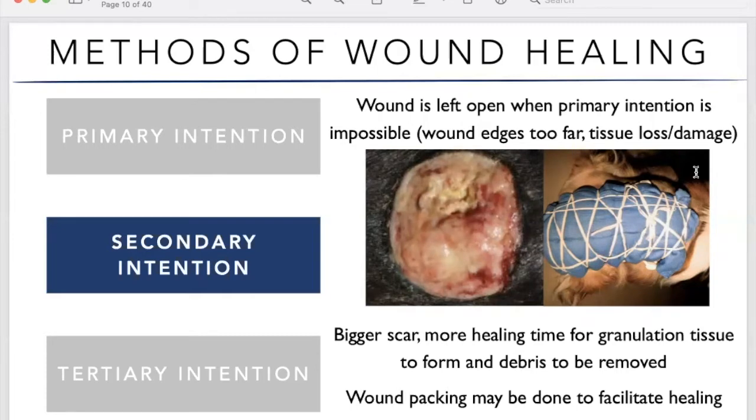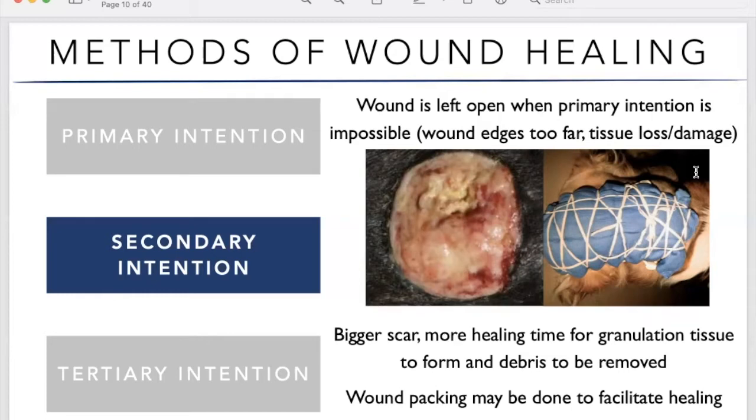And then we leave the wound to granulate. Okay? It will heal on its own. All right? Usually it leads to a bigger scar. All right? And it will take a longer time dahil hindi magkadikit yung wound edges. Kailangan mong form ulit ng bagong layers of the skin to cover the original wound. Right?